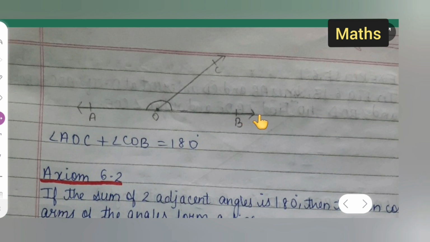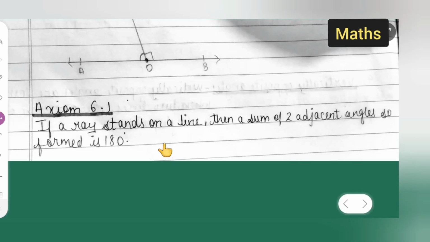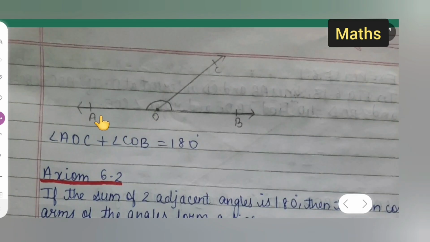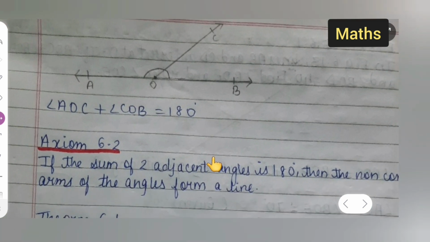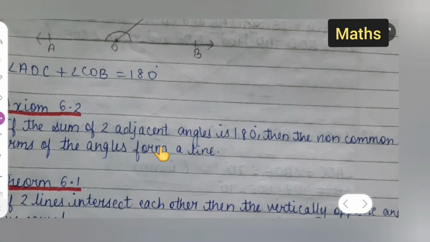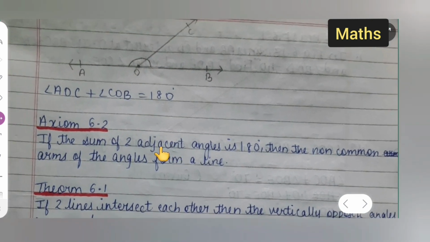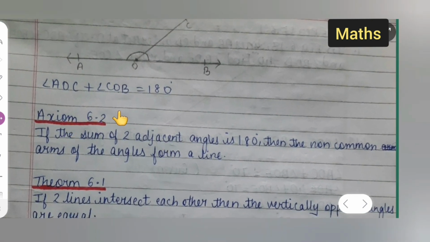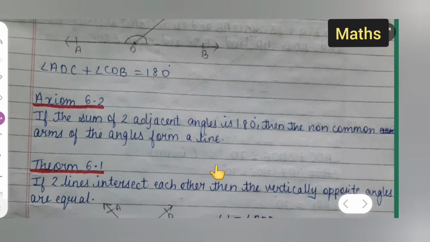So you can see this, the sum of angle AOC plus angle COB is equal to 180. Next, let us see the next axiom, 6.2. If the sum of the two adjacent angles is 180, then the non-common arms of the angles form a line. You can take down these notes.